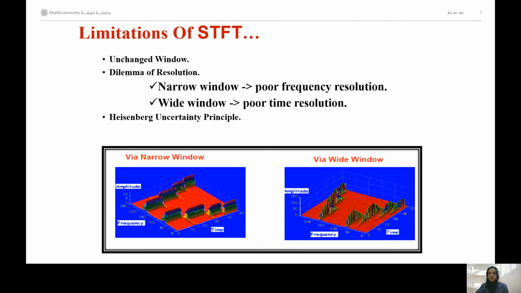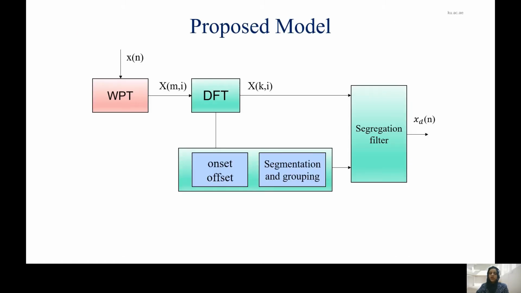Hence, in this proposed model, we introduce a novel cochlear model, that is the wavelet packet transform cochlear filter bank. This consists of mainly three sections. One is the modulation transform, which includes the wavelet packet transform and the discrete Fourier transform. The second section is segmentation and grouping. The third section is the segregation filter. We need to discuss each section in detail.